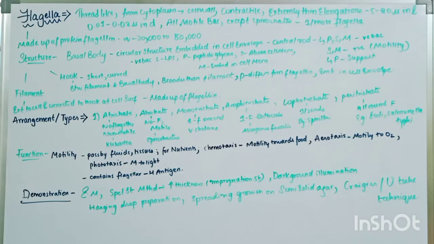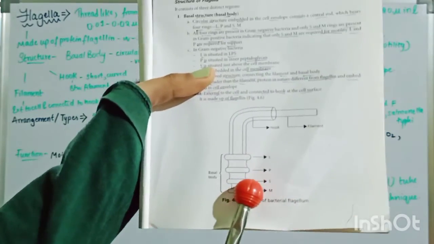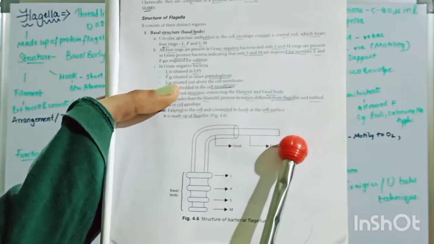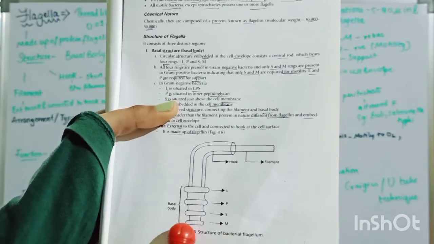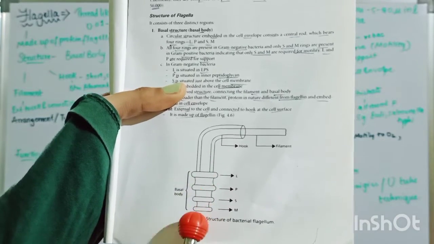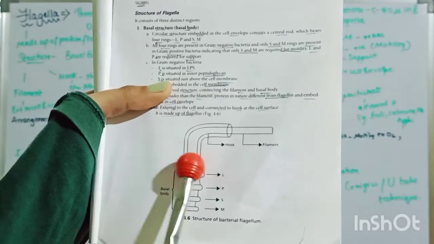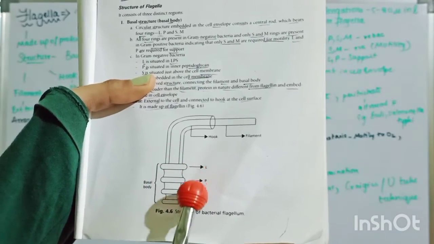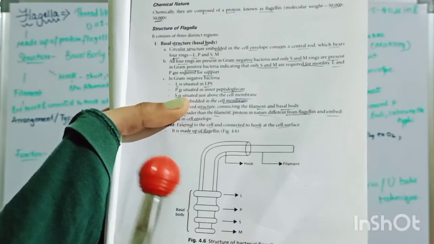Now let us check this diagram. Here you can see the basal body, the hook, and the filament. So what is the basal body? The basal body is a circular structure embedded in the cell envelope, and it contains a central rod. The central rod contains L, P, S, M parts. L, P, S, M are present in all gram-negative bacteria, and the last two, S and M, are present in gram-positive bacteria.